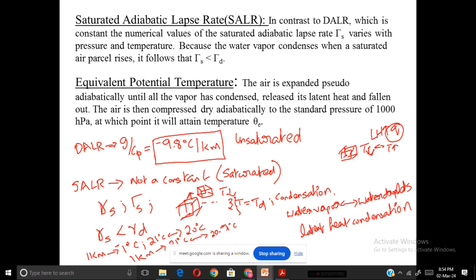So saturated adiabatic lapse rate, in contrast to dry adiabatic lapse rate, is not a constant. The value depends upon the pressure and temperature, and generally, because of the occurrence of condensation and the release of latent heat of condensation in a saturated air parcel, the rate at which the temperature decreases as we move up in the atmosphere is less compared to that of an unsaturated air parcel or dry moist air parcel. So basically, saturated adiabatic lapse rate will be less than the dry adiabatic lapse rate.